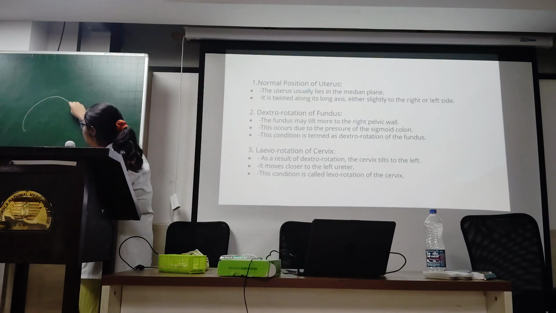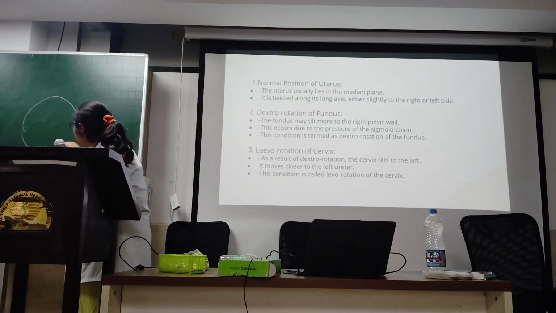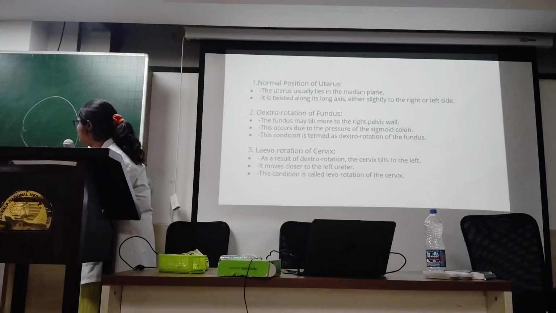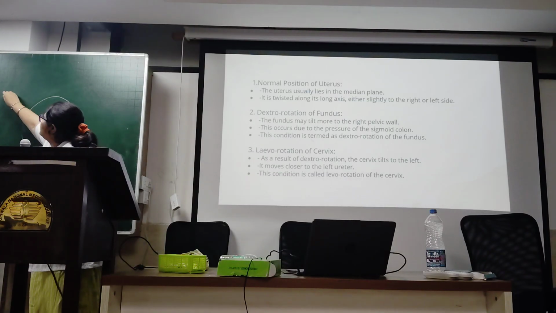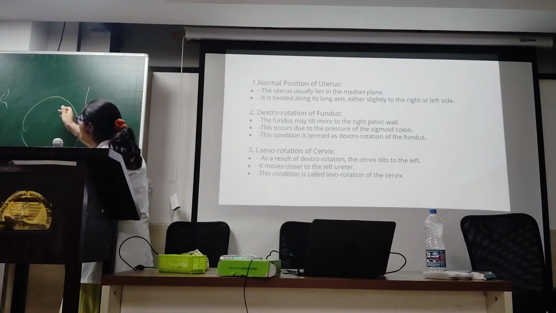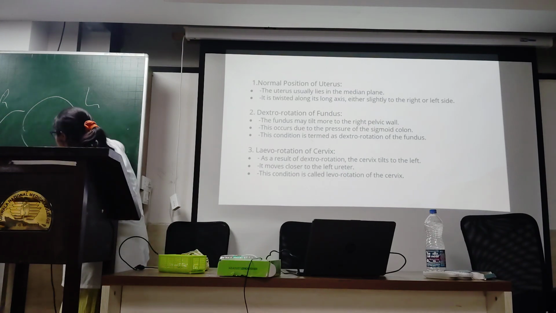If this is the uterus, this is the cervix and this is the vagina. If we consider this side to be right and this as left, if this moves to the right, this will move to the left.